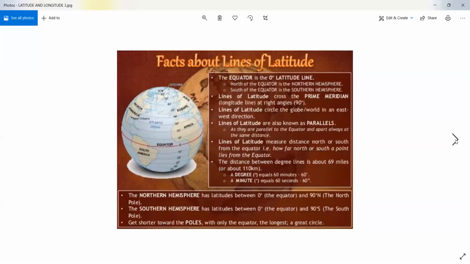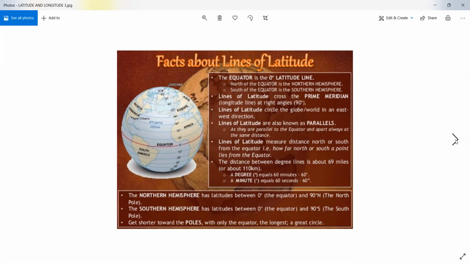So, now we are going to talk about facts about lines of latitude. The equator is the 0 degree latitude line. North of the equator is the northern hemisphere, while south of the equator is the southern hemisphere. Lines of latitude cross the prime meridian longitude line at right angles, that is 90 degrees. Lines of latitude circle the globe or world in an east-west direction. Lines of latitude are also known as parallels. They are known as parallels because they are parallel to the equator and apart always at the same distance.